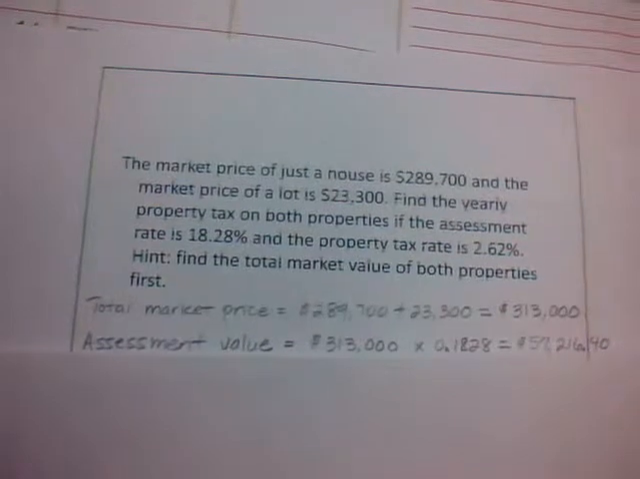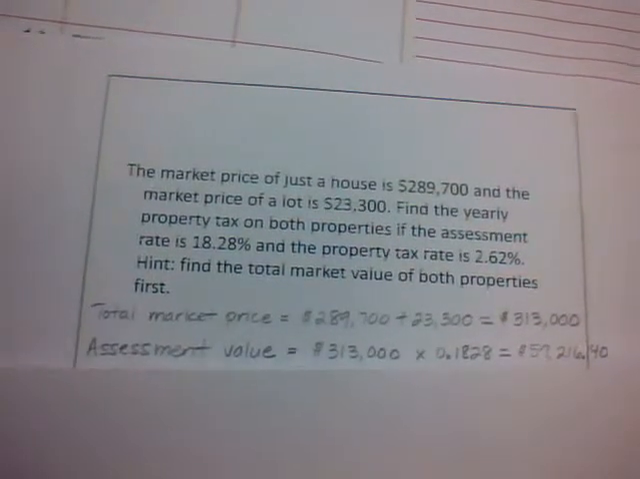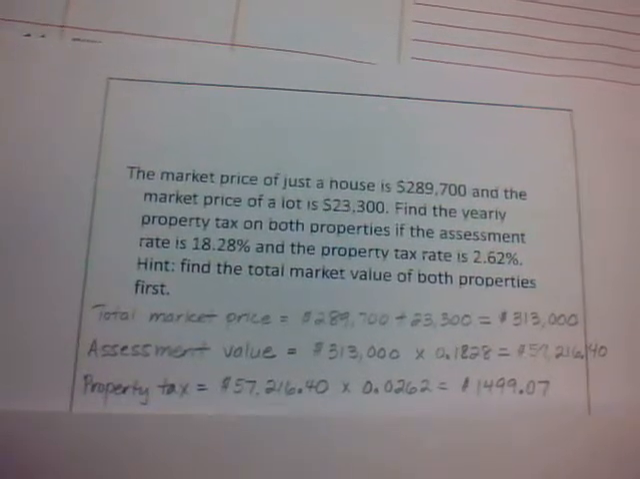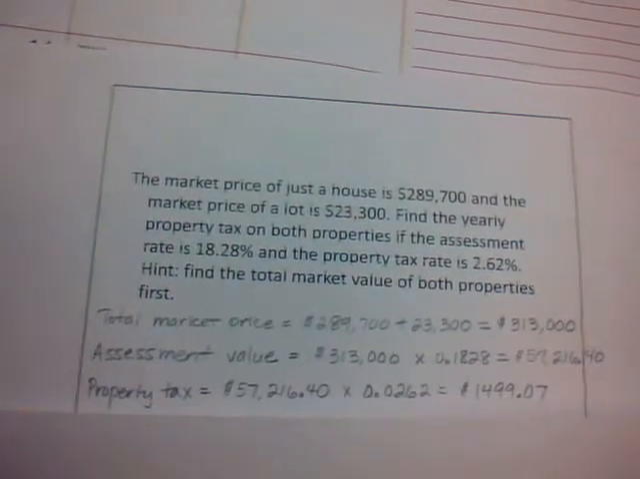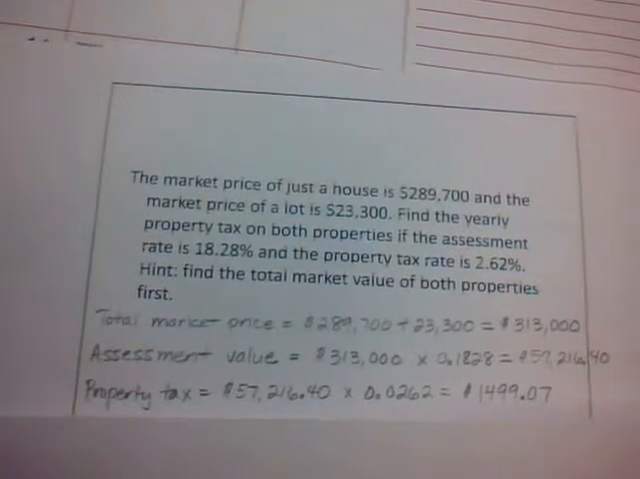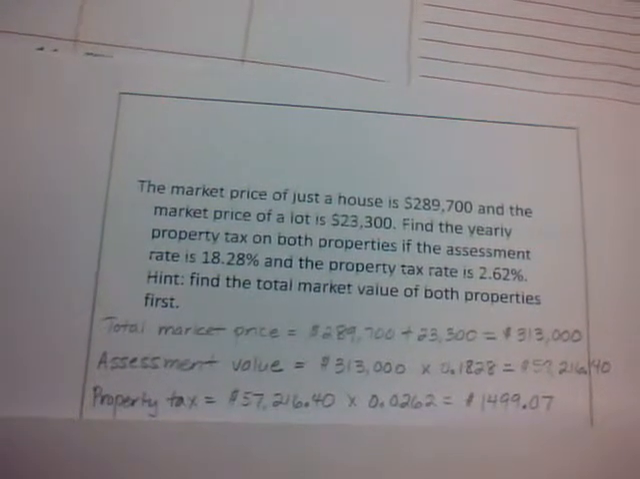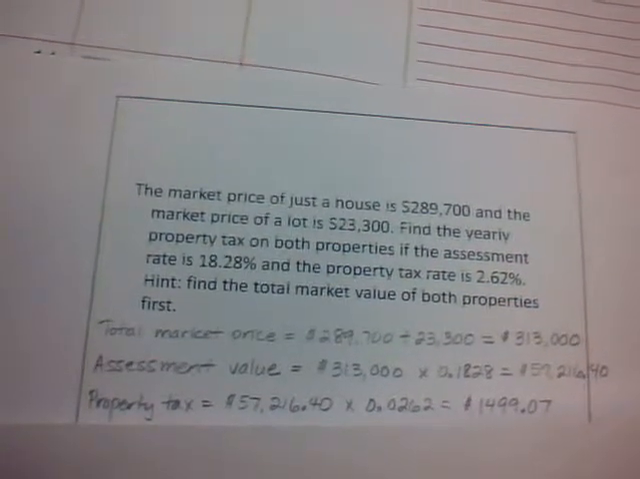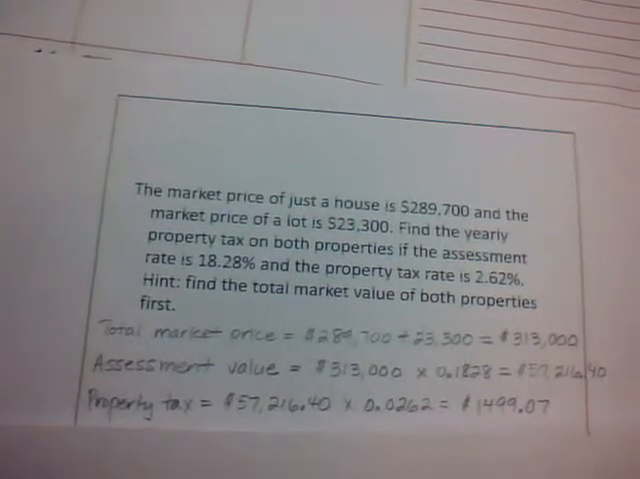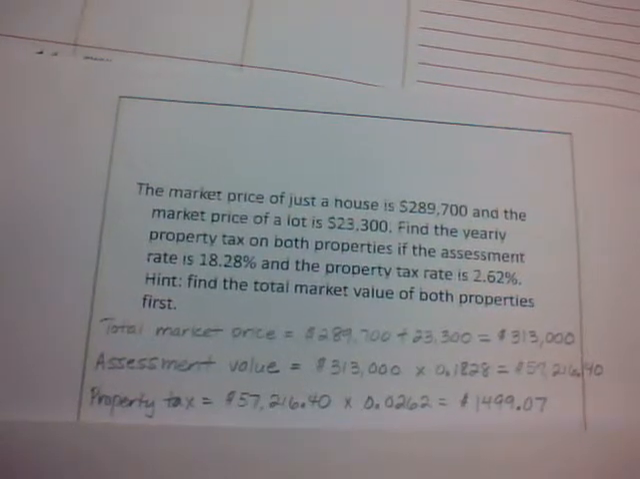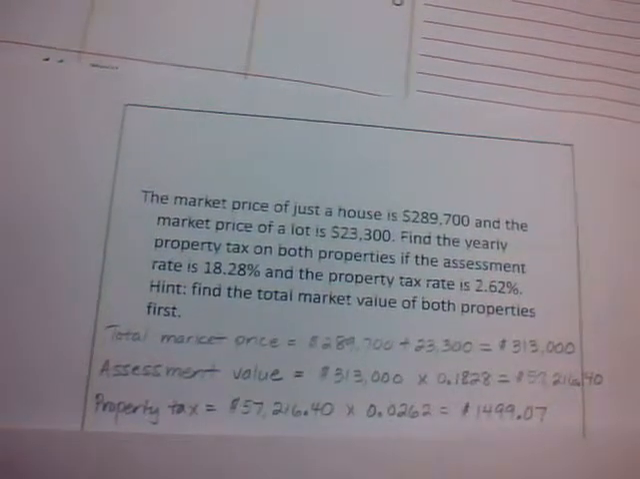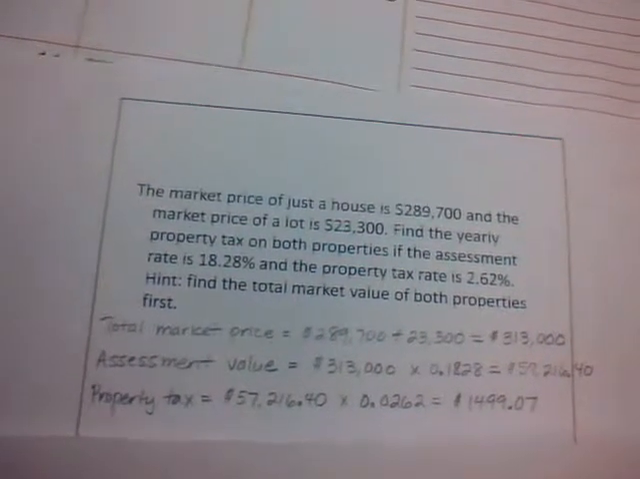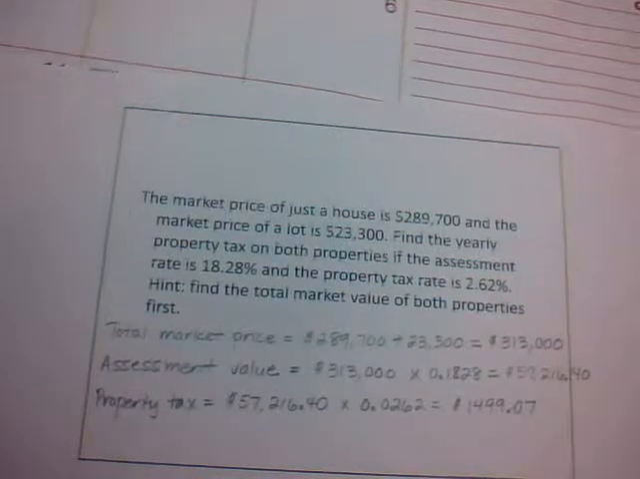Now we want to find what the property tax is going to be. Well, the property tax rate is 2.62%. So 2.62% as a decimal will be 0.0262. We multiply that by $57,216.40, and you'll get $1,499.07. So the total, or the yearly property tax on both of those properties will be $1,499.07.